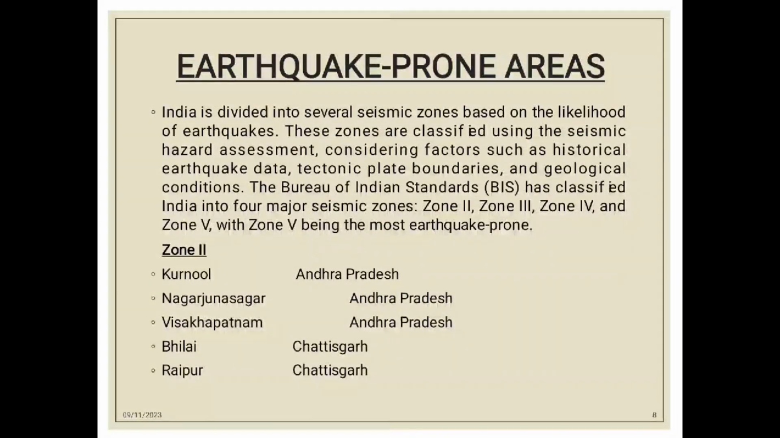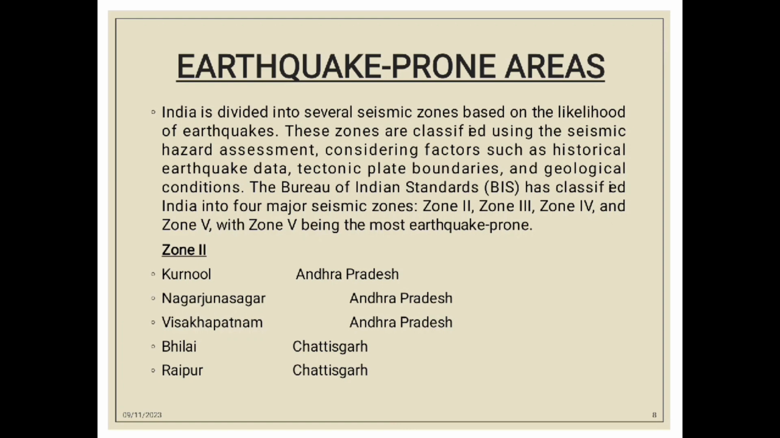Earthquake prone areas. India is divided into several seismic zones based on the likelihood of earthquakes. These zones are classified using seismic hazard assessment, considering factors such as historical earthquake data, tectonic plate boundaries, and geological conditions. The Bureau of Indian Standards has classified India into four major seismic zones: Zone 2, Zone 3, Zone 4, and Zone 5, with Zone 5 being the most earthquake prone.